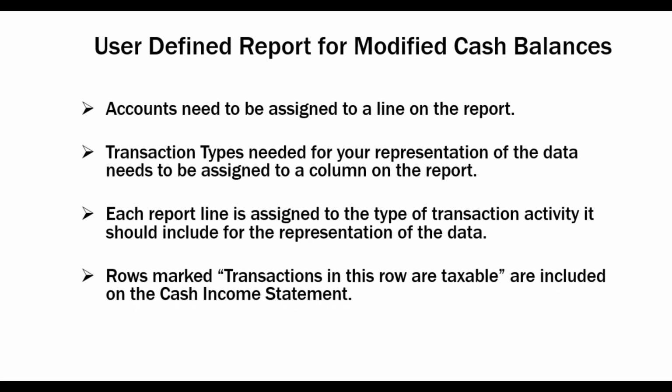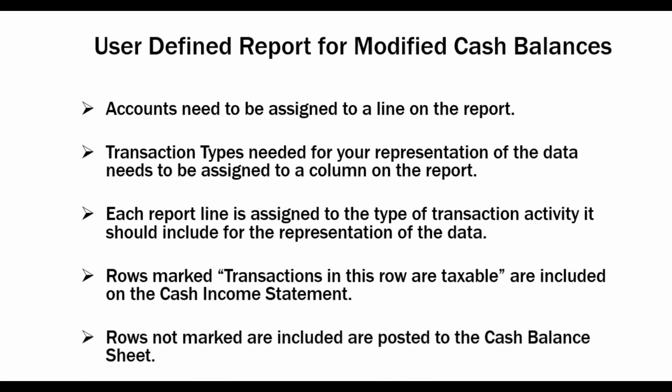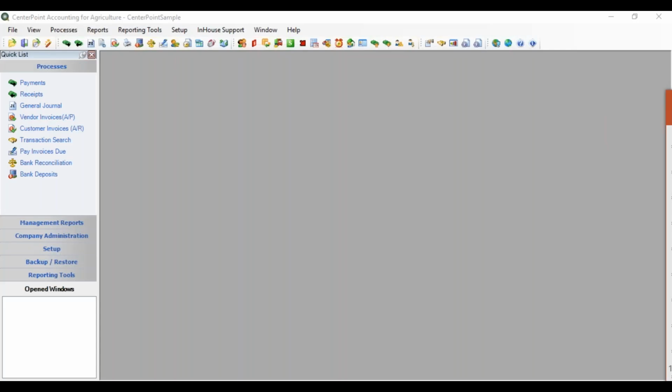In addition, the rows marked transactions in this row are taxable will be included on the cash income statement. Each row has that checkbox, and if it's not checked, then that activity is posted to the cash balance sheet. Now let's go take a look at a user-defined report.